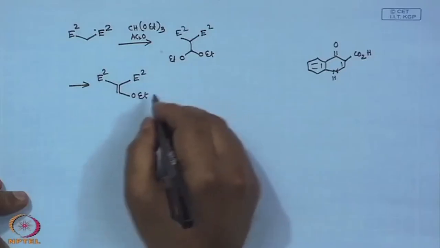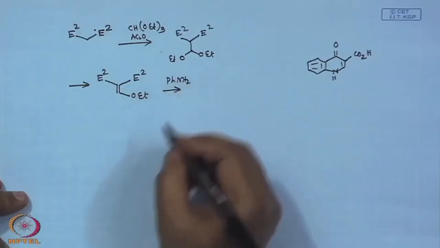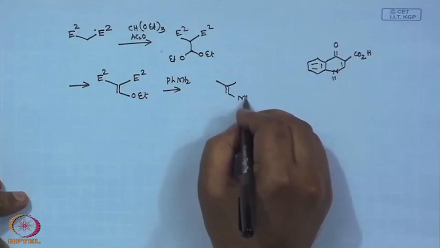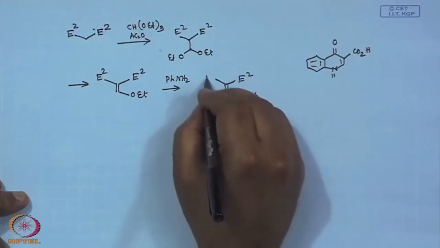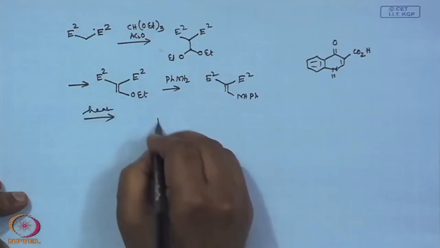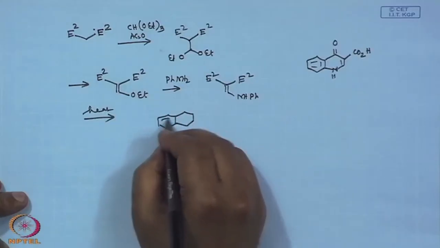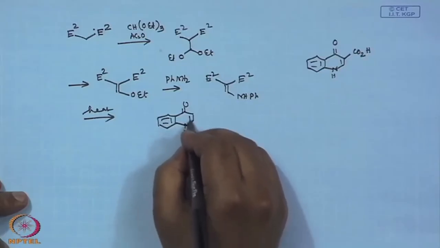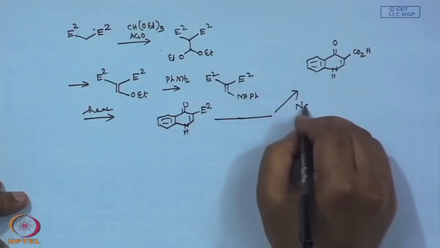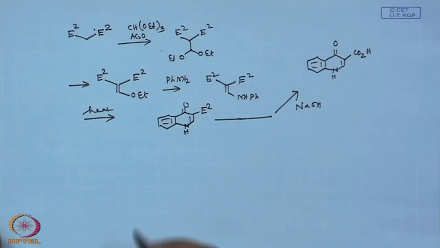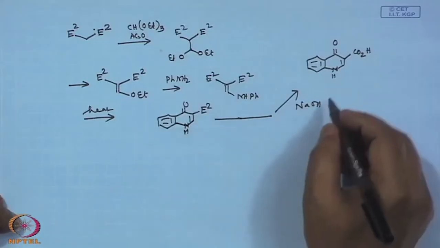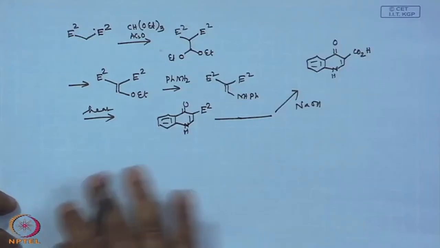Now, of course, once you have this, if you react with aniline, all of us know there is a Michael addition followed by elimination, which will give you this, right, and then just simply heat. If you heat it, what will you get? You will get this 4-quinolone derivative, with an ester here and an ester here. Then if you use sodium hydroxide under mild conditions, there are two groups, and this amide group can also break, but under controlled conditions with sodium hydroxide you can go to the corresponding acid derivative without much problem.